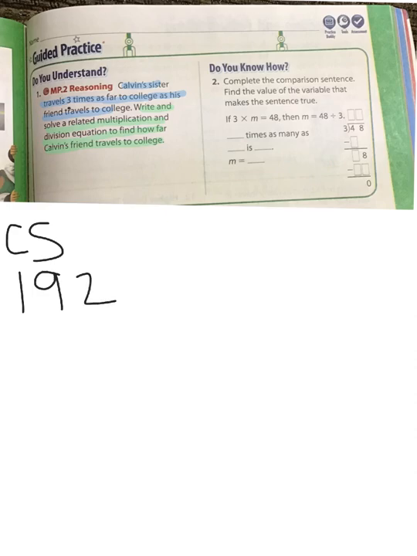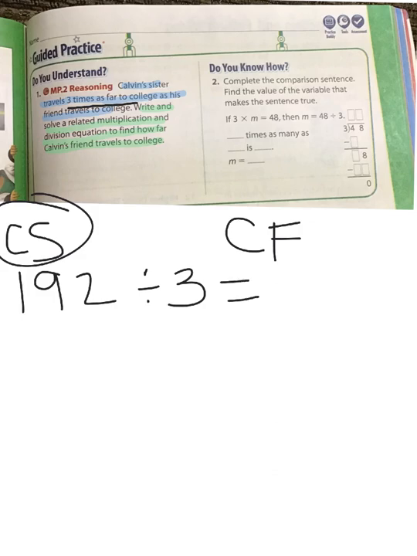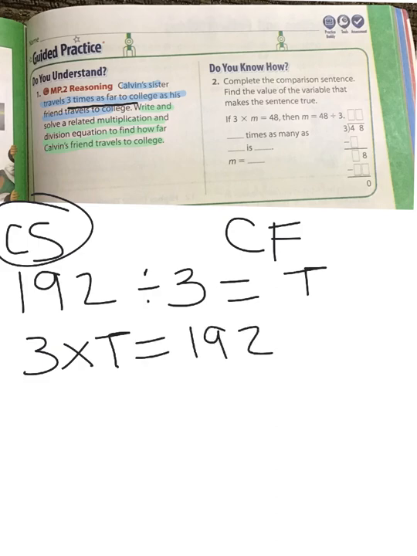If she travels 3 times as far, we know Calvin's sister is going to travel further than Calvin's friend. So, since she travels 3 times further, we need to divide 192 by 3 to get our answer of how far Calvin's friend travels. I'm going to use t as my variable. To write this as a multiplication problem, we're going to say 3 times t, how far his friend travels, equals 192 miles.